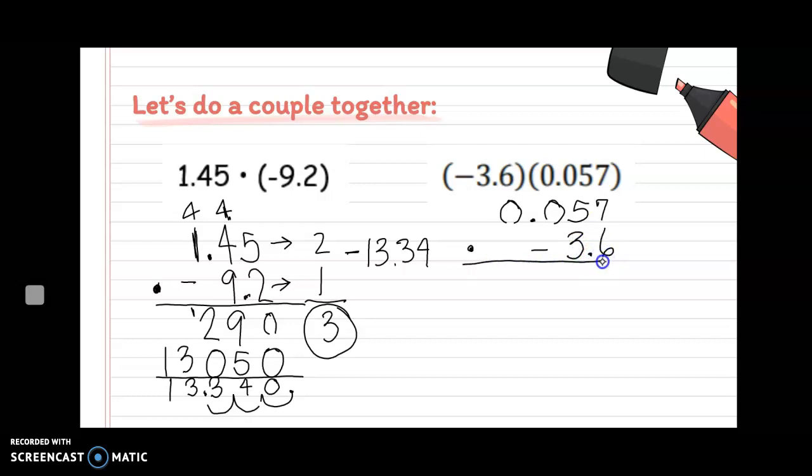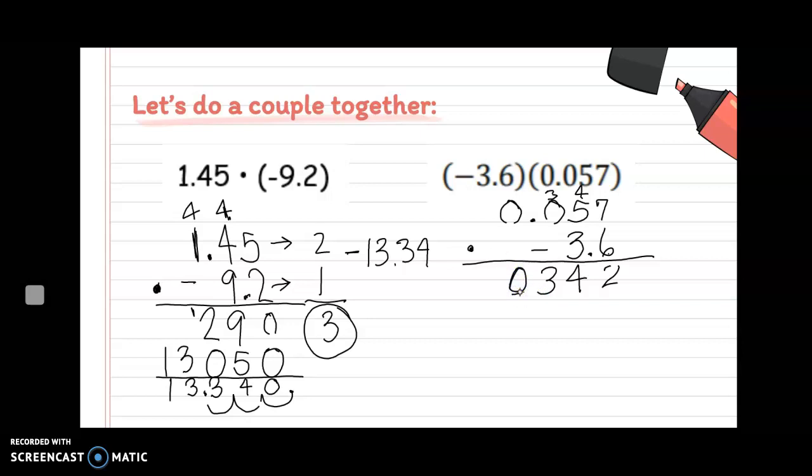Like so. Now I'm going to multiply. 6 times 7 is 42. Bring down my 2, carry my 4. 6 times 5 is 30, plus 4 is 34. I'm going to carry this 3 here. 6 times 0 is 0, plus 3 is 3. And 6 times 0 is 0.